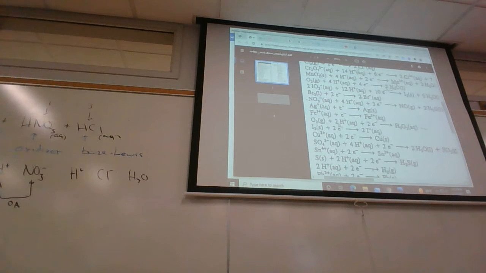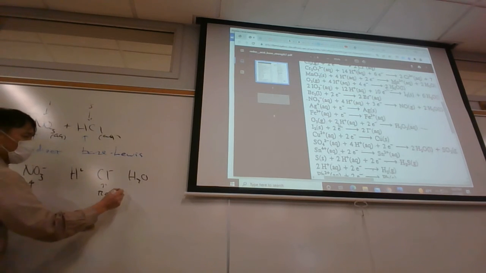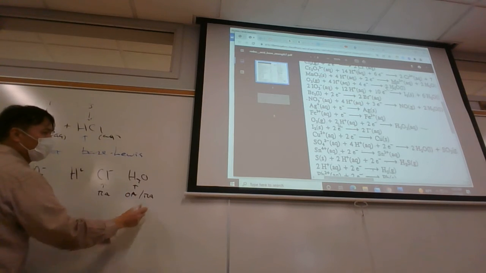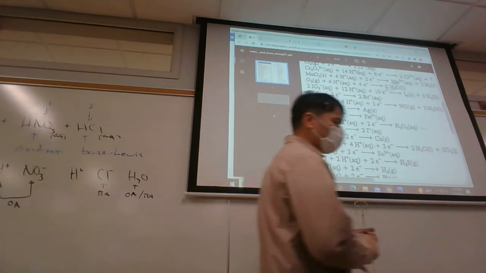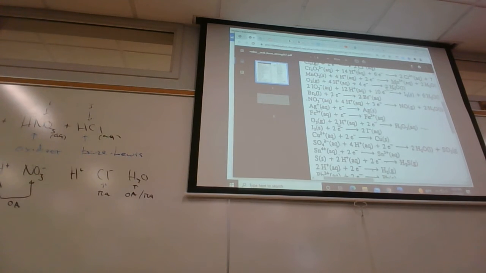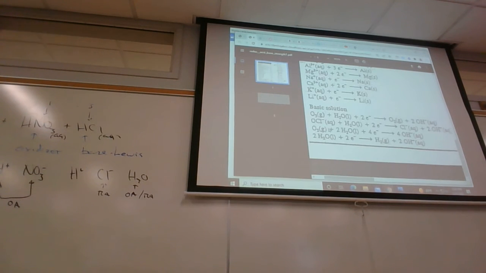So you worry. Okay, H plus we already talked about. Chloride is a reducing agent. Water is both. Water occurs on both sides of the chart. Water can be an oxidizer. It's a very poor oxidizer. In fact, where's water as an oxidizer? Water is at the very bottom of the list.